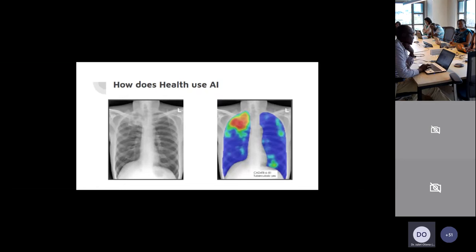You'd be right to say that what is in red is maybe a more severe form of the disease, and the green patches are maybe less severe forms of the disease. And this information is quite important. I'll get back to this slide later in the presentation to bring out some of the challenges when you are implementing AI in health.